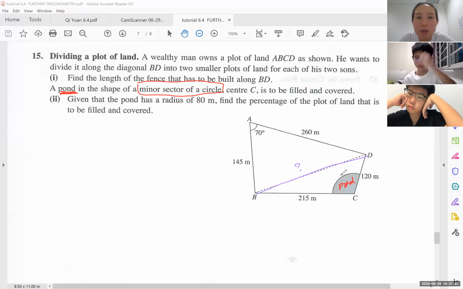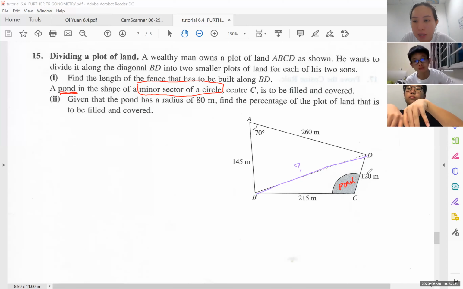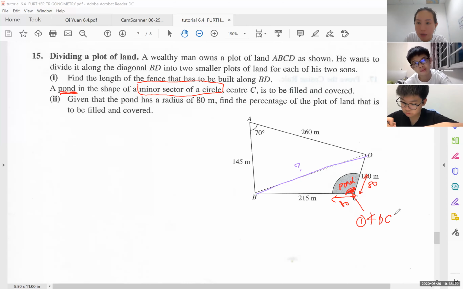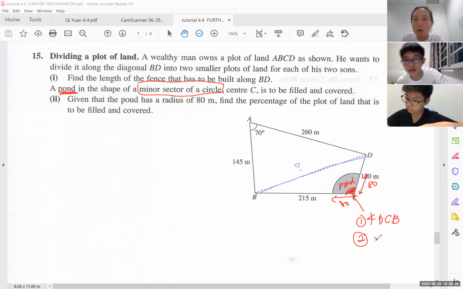The first thing is they say radius of 80. It means that here to here is 80, and here to here is 80. Correct or not? So do you think you can find the area of the pond? Before you find the area of the pond, you must find what first? The angle DCB. Yes, you need to find angle DCB first. So what is angle DCB? You cannot do DCB unless you have the purple line. After you find DCB, do you think you can find the area of the pond?